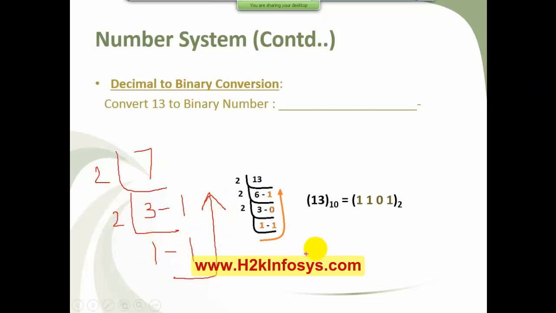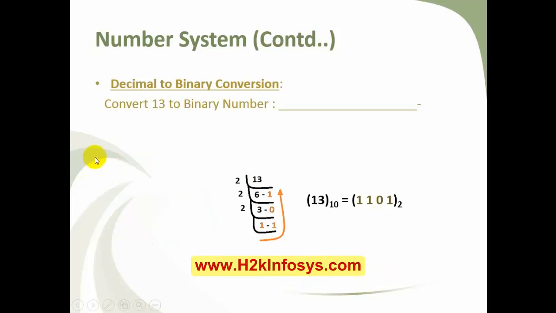So the answer is 1 1 1. So I need to write it like this: 7 base 10 is equal to 1 1 1 base 2. So this is how the number is stored in the computer.